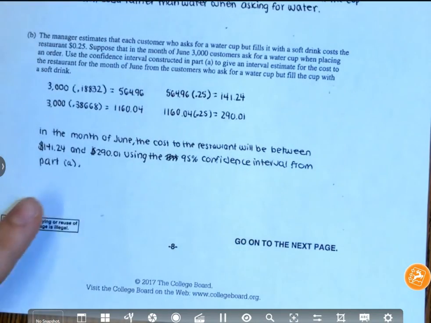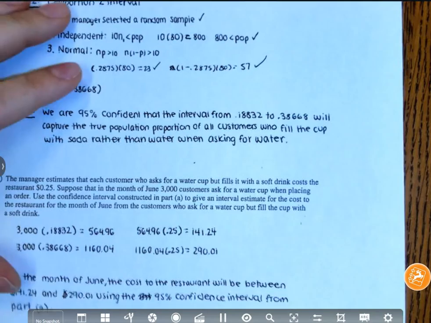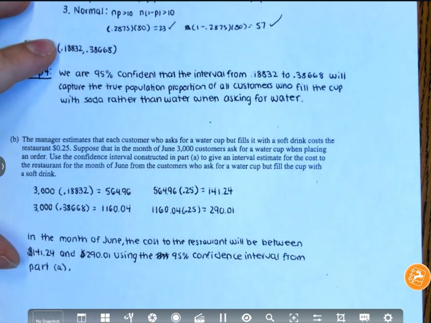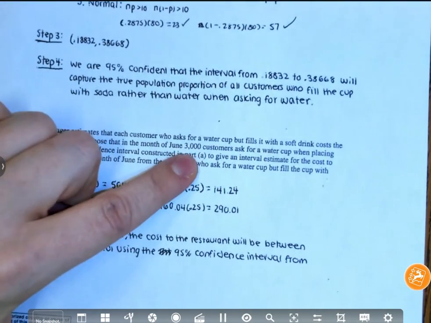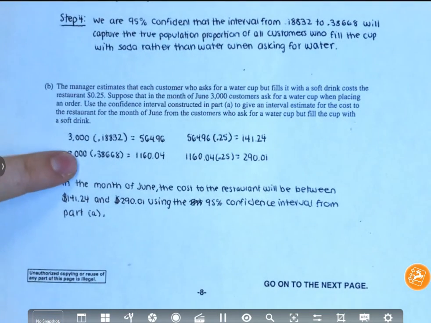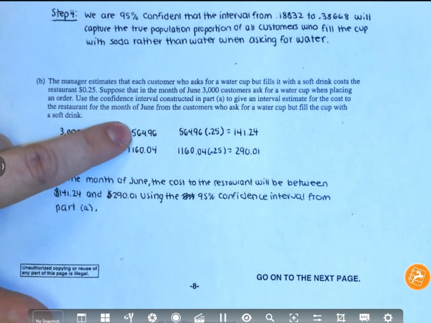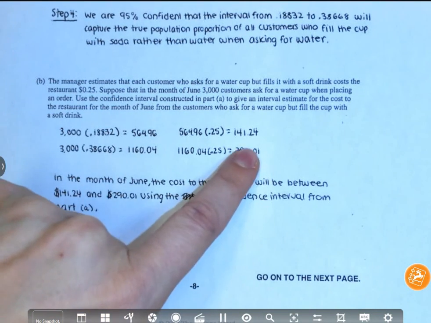Anybody have questions as to where the answer for the last piece came from? How, in fact, they got those numbers? Is everybody okay with that? Because they do that all of the time. You take your confidence interval, these are proportions, a proportion of the population, 3,000. So I took both of those endpoints, times it by 3,000. And then for each of those individuals, they lost 25 cents, so timesing it by 0.25.